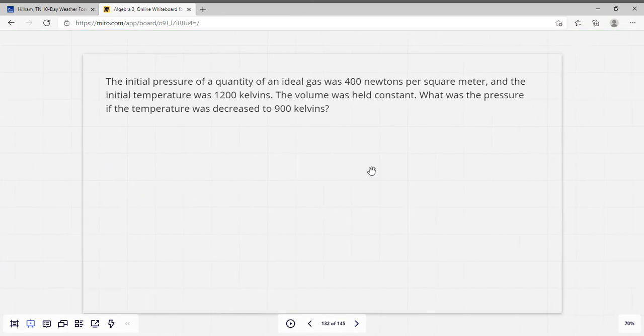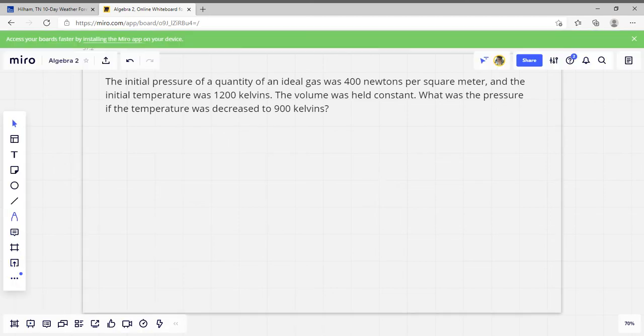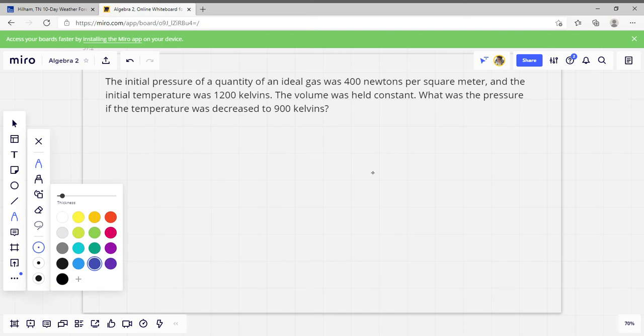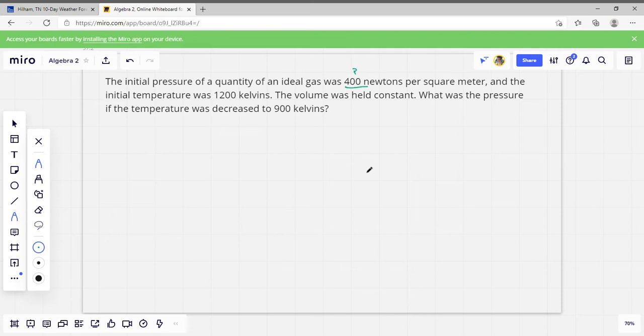Alright, let's see, is there another example? Okay, so this one: the initial pressure of a quantity of ideal gas was 400 newtons per square meter, so that's our P, and the initial temperature was 1200 kelvin, so that's our T. The volume was held constant. That means we don't need the volume. What is the pressure if the temperature is decreased to 900? We're looking for P. That's our T.